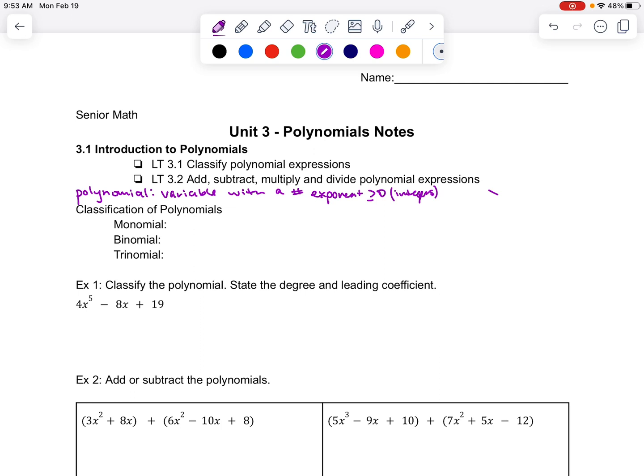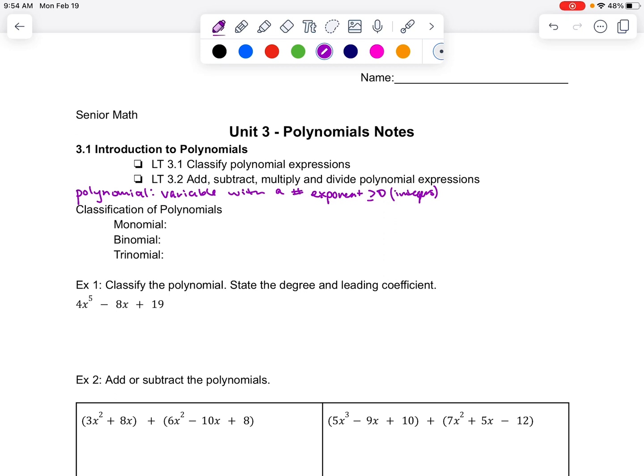So x to the third works, but x to the power of 4 over 3, that 4 over 3 is not an integer. So that does not work as a polynomial. You could not have x to the power of -1. It's not greater than 0, so it does not work. Okay, so just something to note there on what it is that we're referring to.